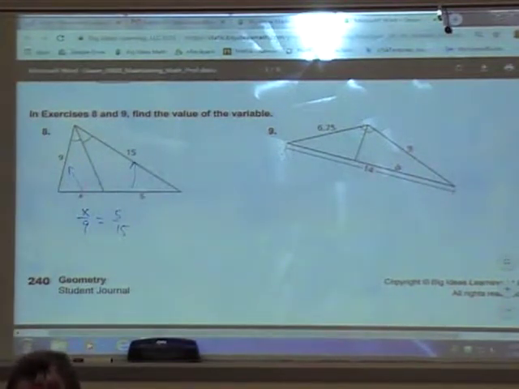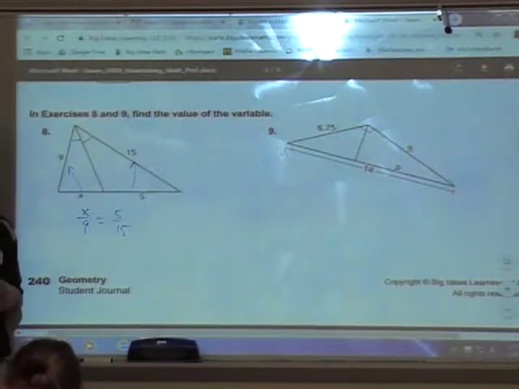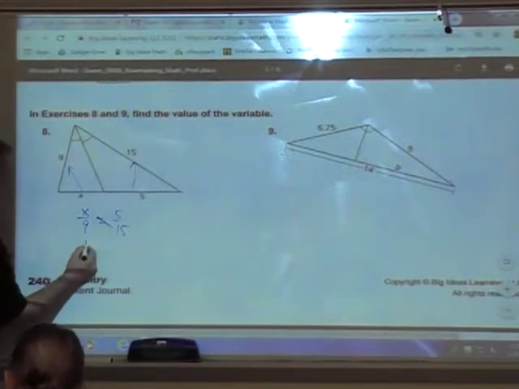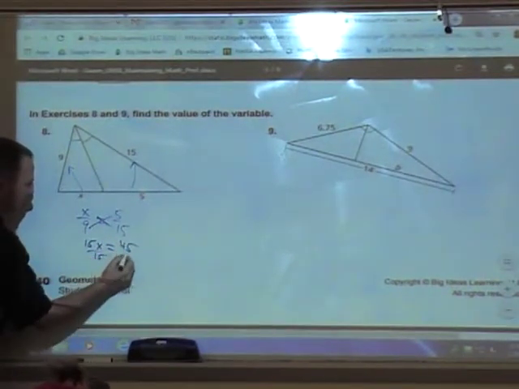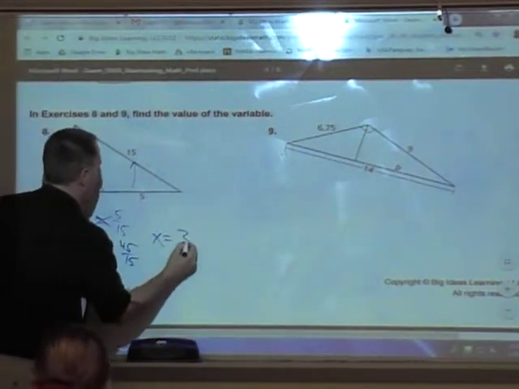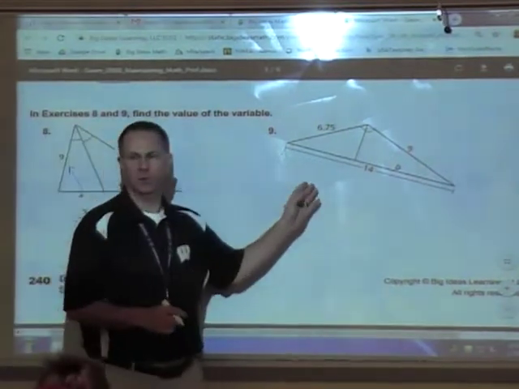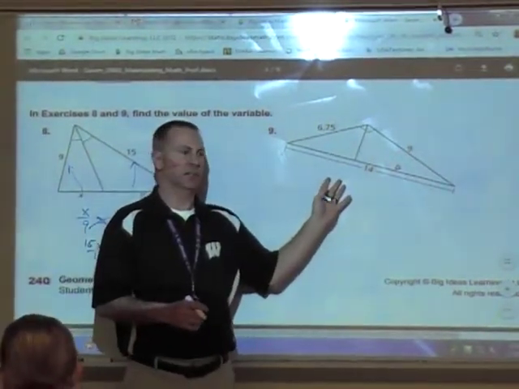3. You guys tell me if he's right. You're right? Okay, so that's 15x. That's 45 divided by 15. And x is 3. Good job. All right, now I'll do this one with you. This is a little harder. There's one like this on the test.